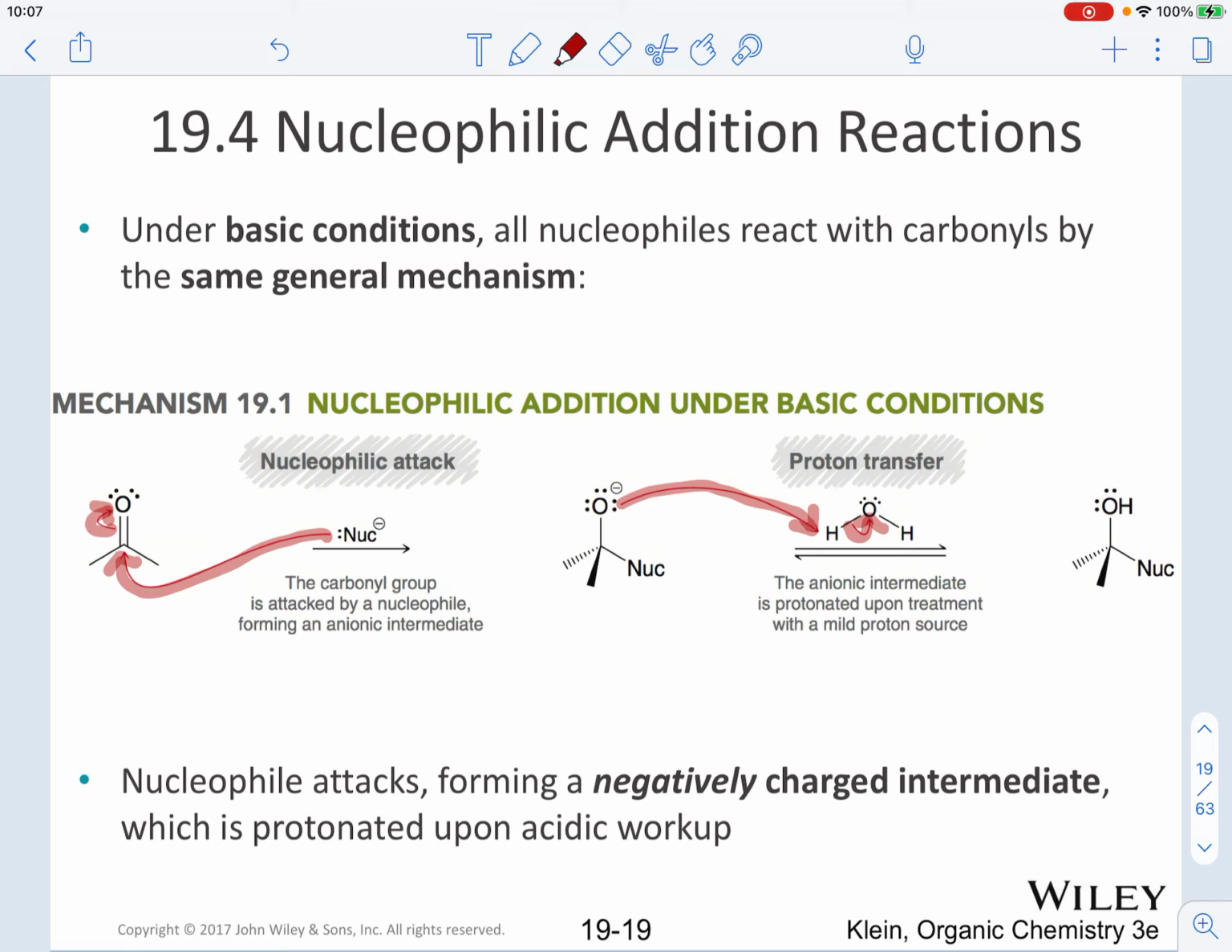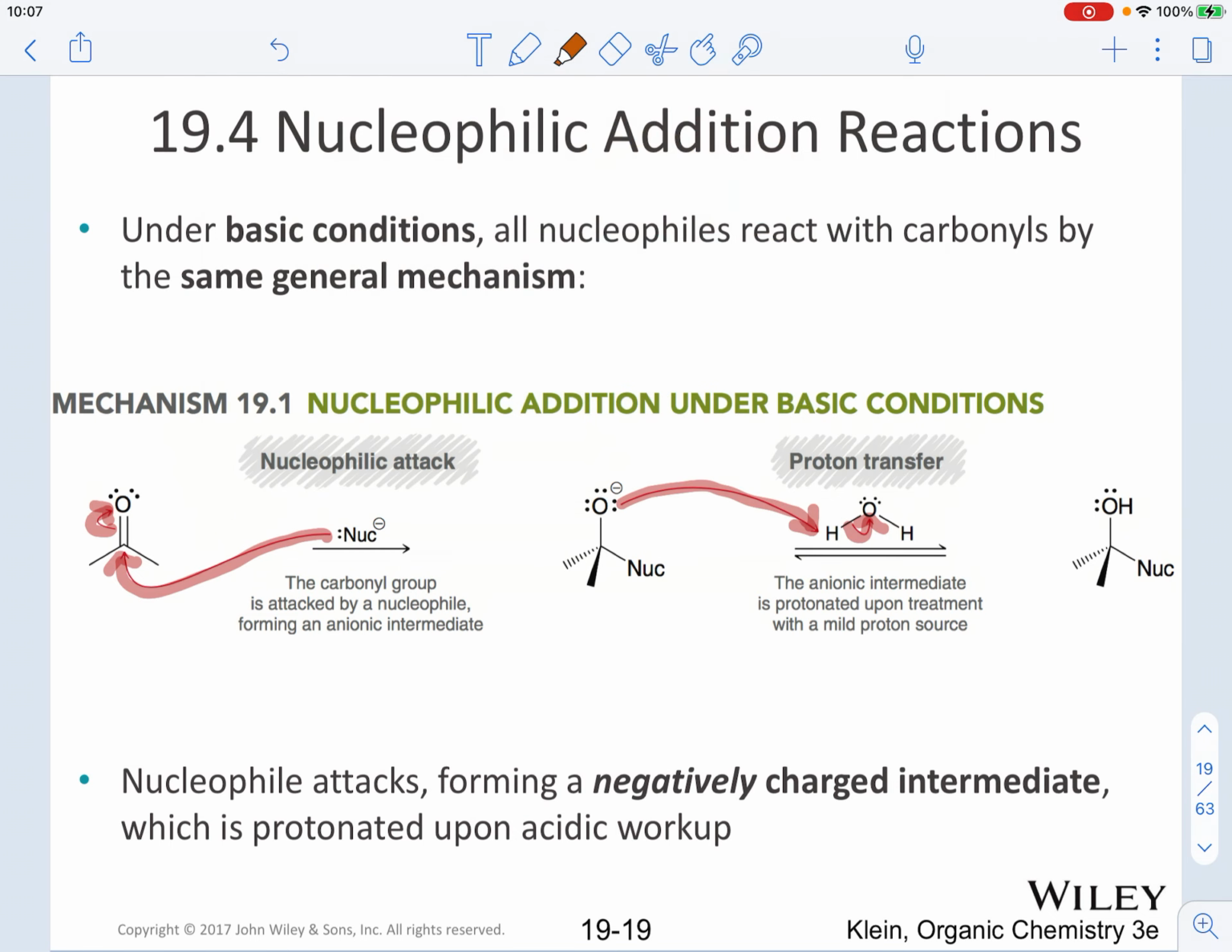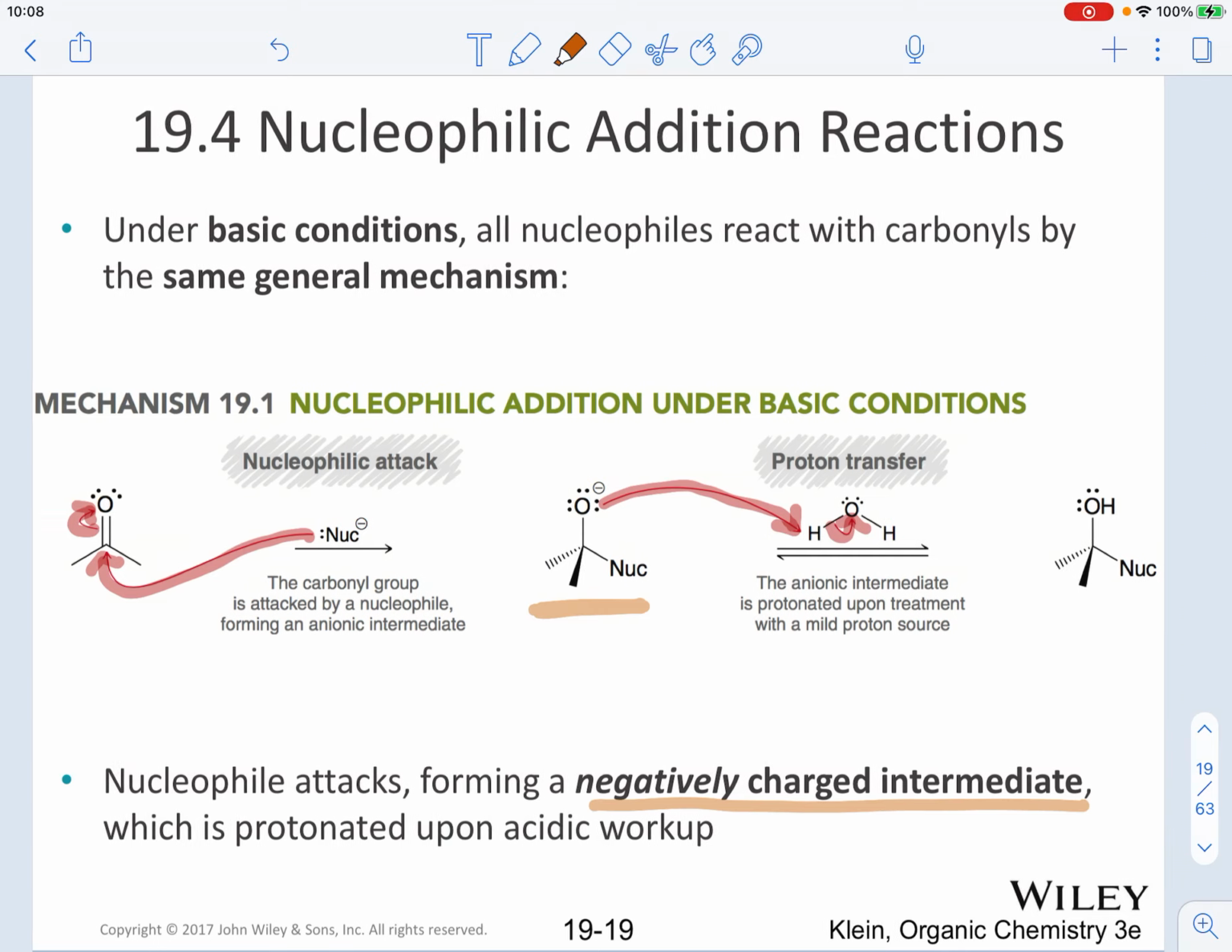So understand that when the nucleophile attacks, it's going to be forming that negatively charged intermediate. To make it more clear, this negatively charged intermediate is present in this molecule. And then we have to work it up under acidic conditions, which is what we observe with the proton transfer.